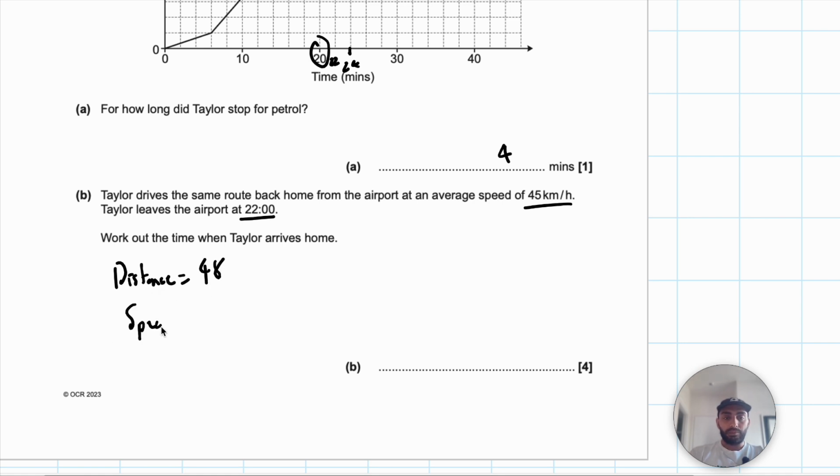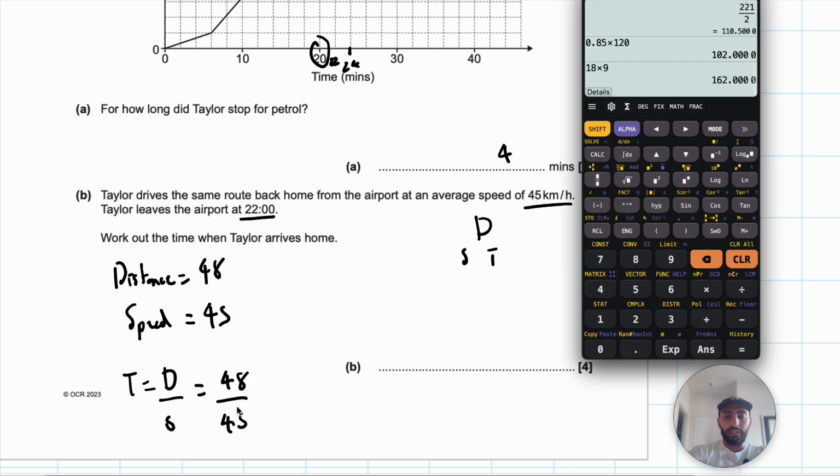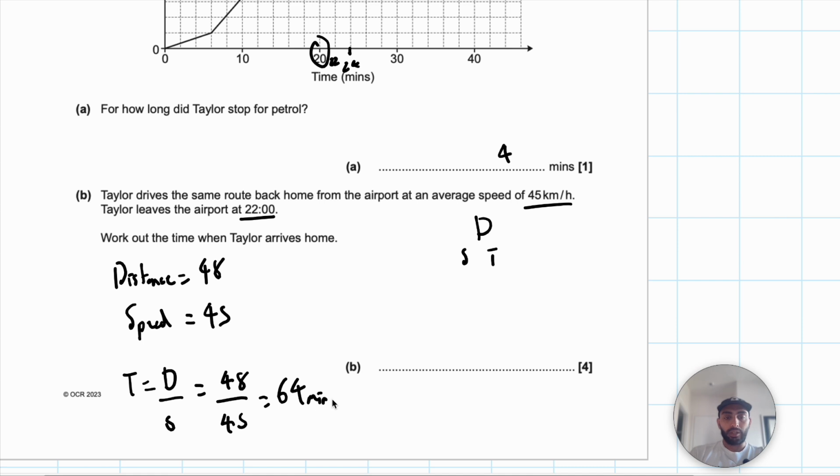Here, the speed is given in the question, it's 45. We're using our distance, speed, time formula, and we're trying to find the time. So that is going to be equal to distance divided by speed. That's 48 divided by 45. And remember, this is going to be in hours. So 48 divided by 45 is 1.066, but this is in hours, so I'd rather have it in minutes. So I'm going to multiply that answer by 60, which gives me 64. So that's 64 minutes, or 1 hour and 4 minutes.